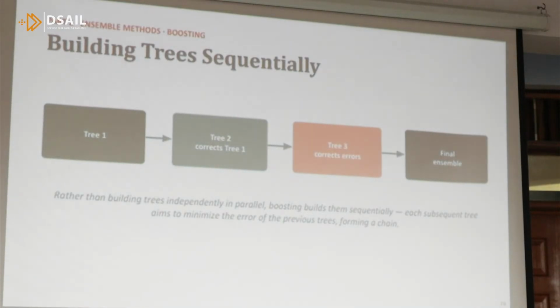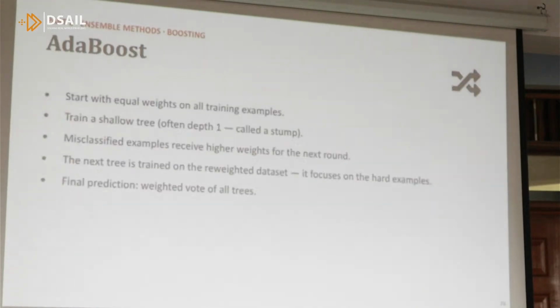Boosting simply means we have one tree, we make decisions on it, then we calculate the residual, the error, the failure of that tree. Then the second tree corrects the mistake of tree one, learns from the residuals of the first tree. So the idea is, rather than building trees independently in parallel, boosting builds them sequentially. Each subsequent tree aims to minimize the error of the previous tree, forming a chain. You have tree 1, and then tree 2 tries to correct the errors of tree 1, tree 3 tries to correct the errors up to tree 2, all the way until the final ensemble is arrived at. So that's boosting.